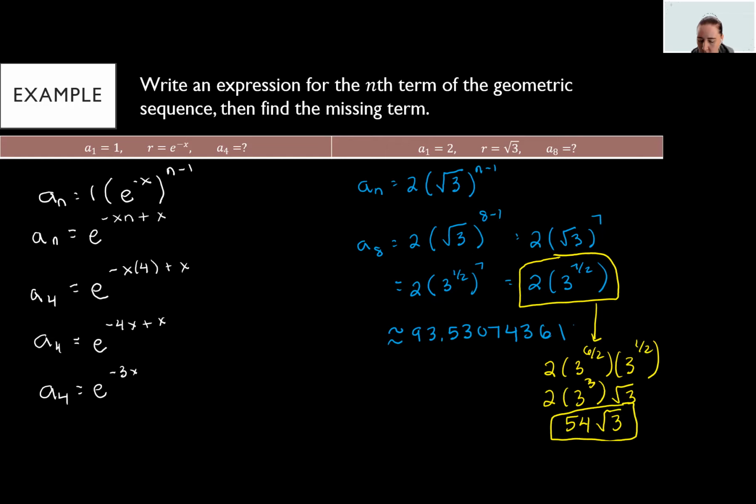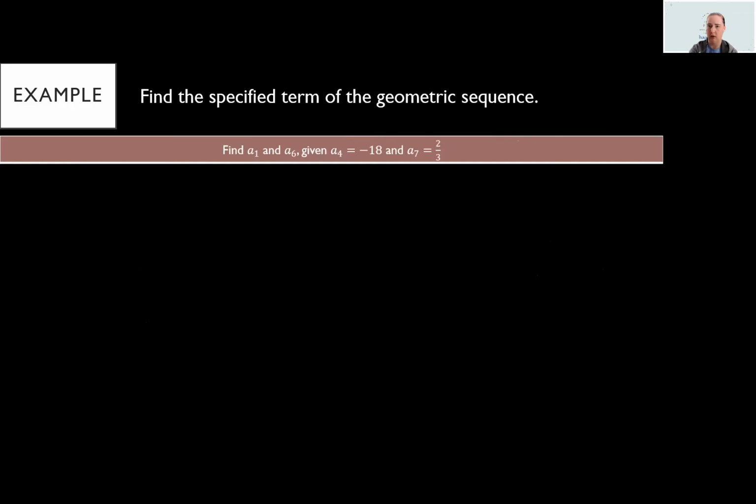Okay, I am going to skip here. I had another example in here, but this one is tricky. So this is probably the hardest one that I've got. We want to find the first term and the 6th term, and we are not given r. We are not given a1, so we have to do some kind of sneaky math here. So all we know is a4 and a7.